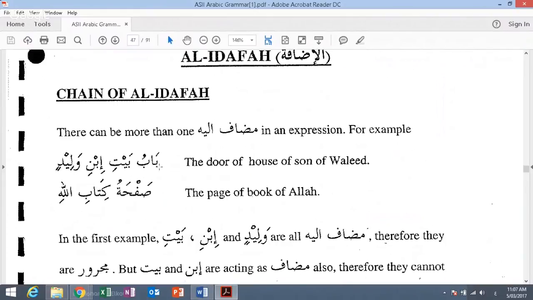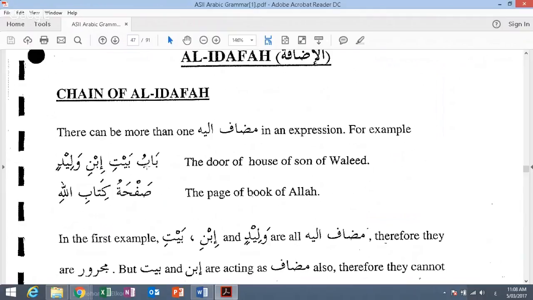So let's say only Babu Baitin, for example. Babu is mudaf, Baiti is mudaf ilayh. We're ascribing Bab to Bait. This is a simple mudaf ilayh. But you want to say more. So yes, you can continue. Let's say Ibni.